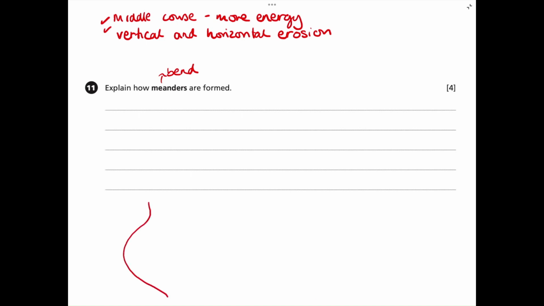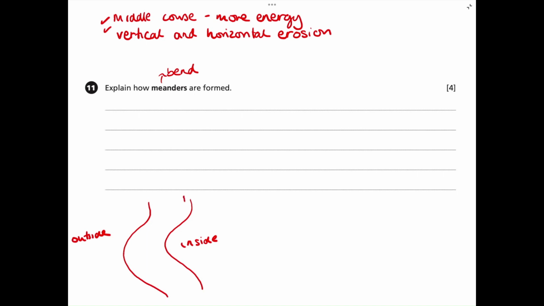So if we then start to draw it out, so this starts to be our meander bend. So we have the outside here and inside. So what happens, the key thing about a meander is that you have different speeds of flows of the water going around. This changes the amount of erosion that can occur.